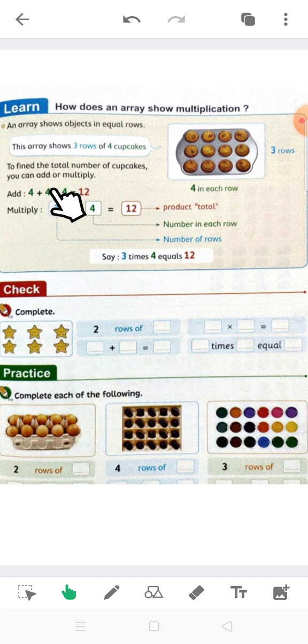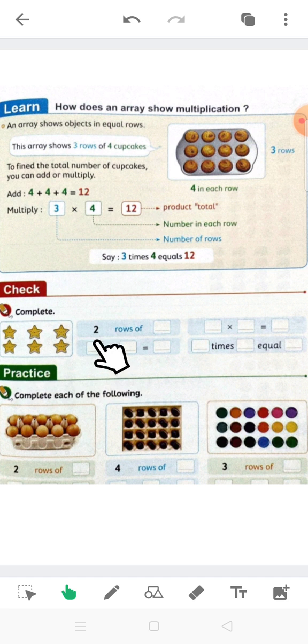Okay, let's count. How many 4s do we have? I've got 3. Then write 4. So 3 times 4, what does it equal? Equals 12. So the first number 3 is called the number of rows, or the first factor. The number 4 is called the number in each row, or just the number of columns. So equals what? The product or the total.